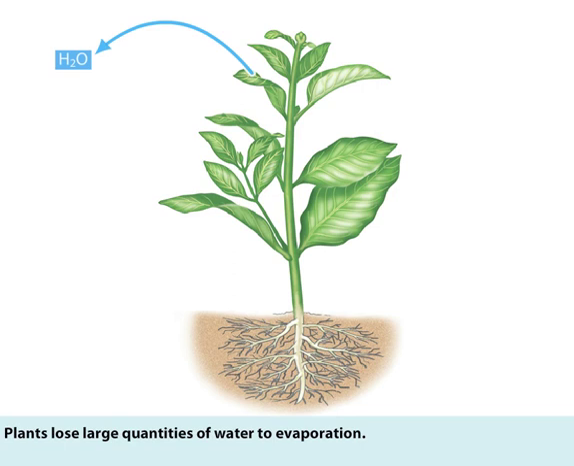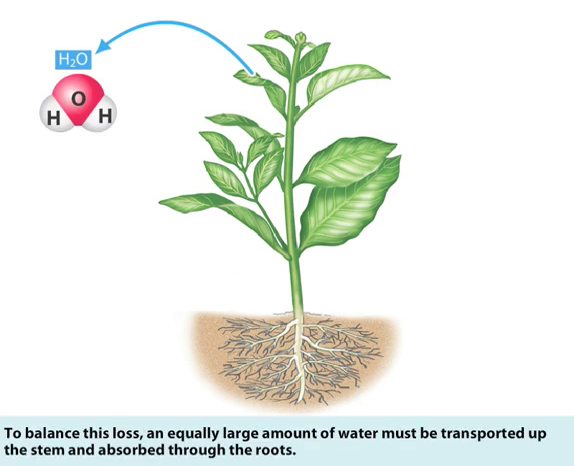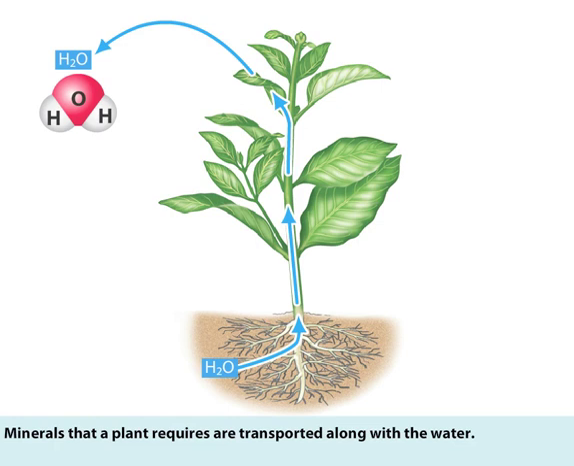Plants lose large quantities of water to evaporation. To balance this loss, an equally large amount of water must be transported up the stem and absorbed through the roots. Minerals that a plant requires are transported along with the water.